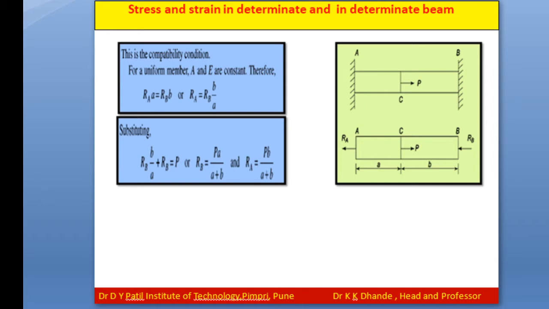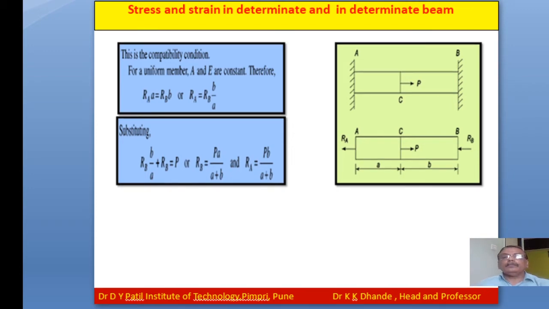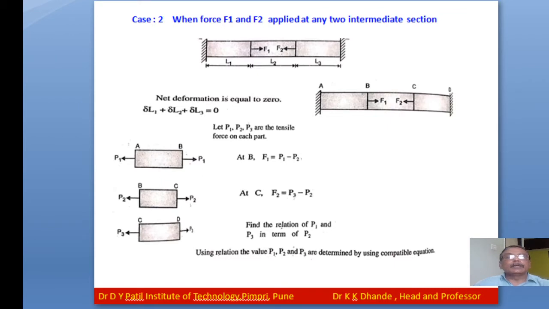Put the value of RB in the other equations. You can calculate these reactions RA and RB acting at the end points, that is A and B. Now focus on the other point. Case number 2. In case number 2, forces F1 and F2 are applied at two intermediate sections.